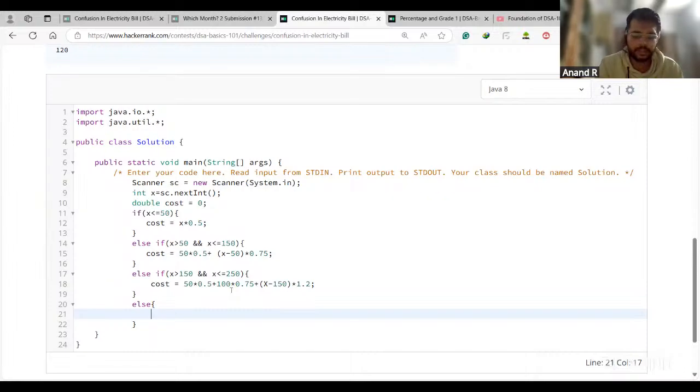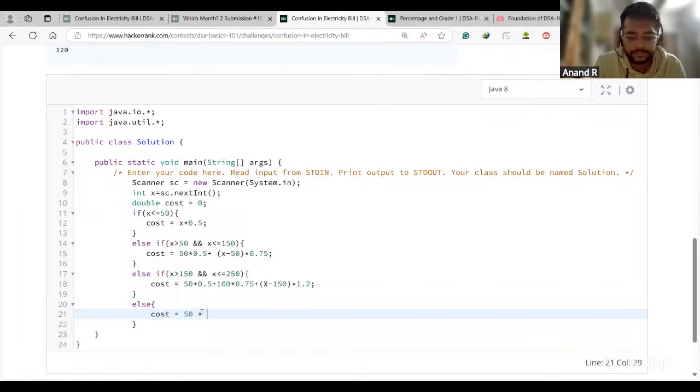It's clear. Let's go ahead. Now, can you tell me when it will go to the else condition? When the value of x is what? It will go to the else when it's more than 250, correct.